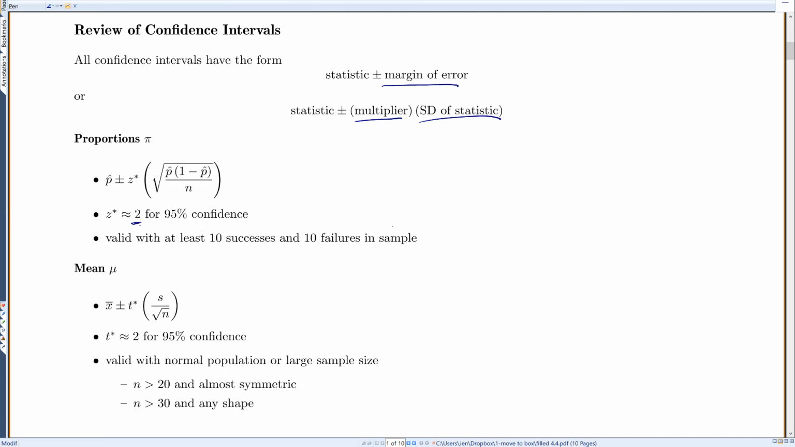Okay, that multiplier, the z star, is just 2 for 95% confidence. That's the only one we have memorized. Everything else, we just use the applet. And it's valid with at least 10 successes and 10 failures in each sample. Otherwise, these multipliers that we're calculating just don't work.